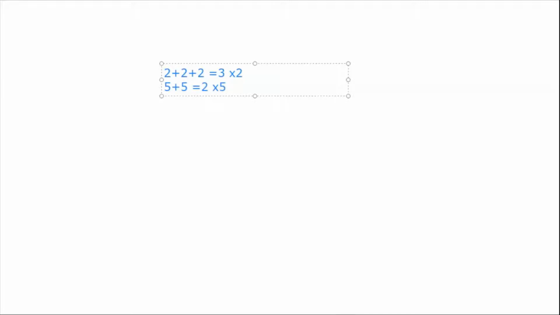5 plus 5 क्या होता है अबूजर? It's 10. Very good. So 5 plus 5 is 10 and 2 multiplied by 5 is 2 multiplied by 5 is 10 again. So again, beta, you are getting it like this.